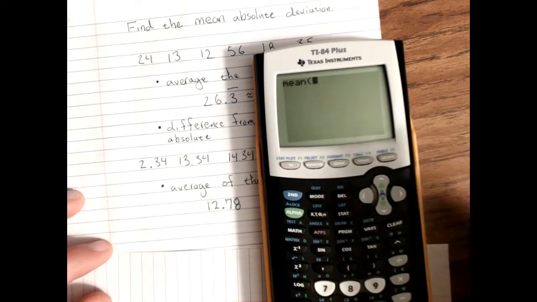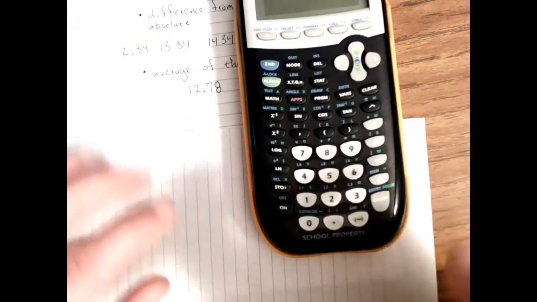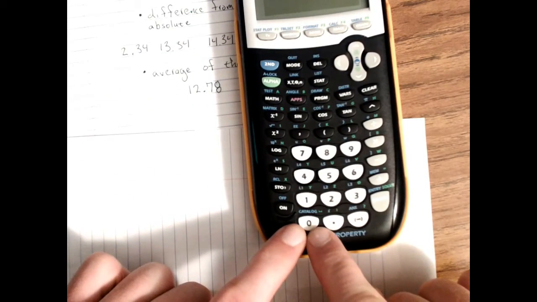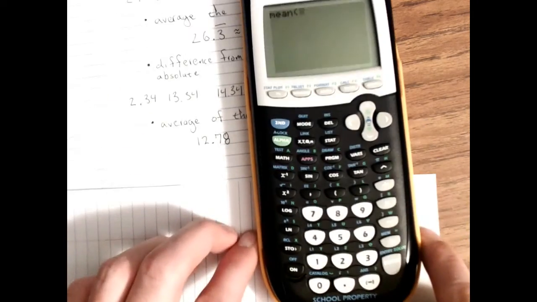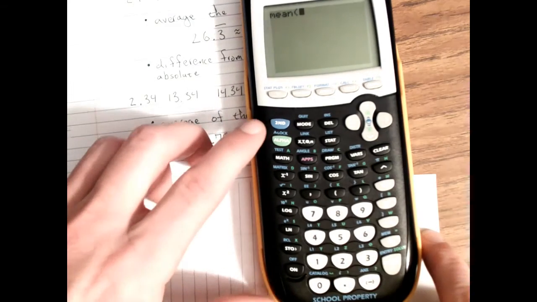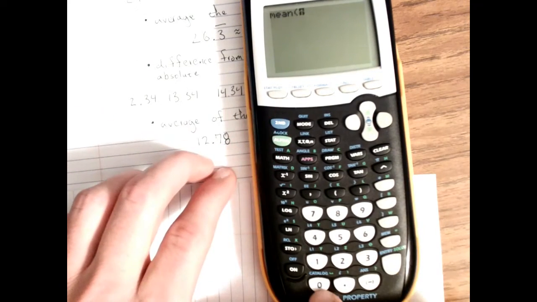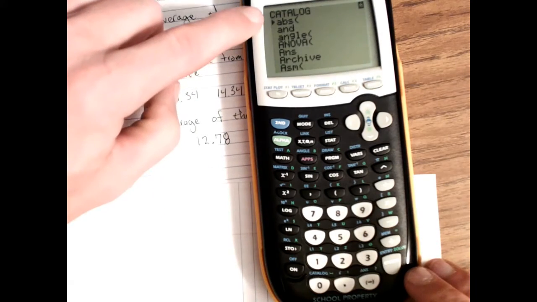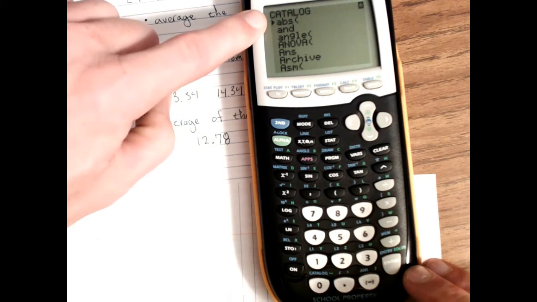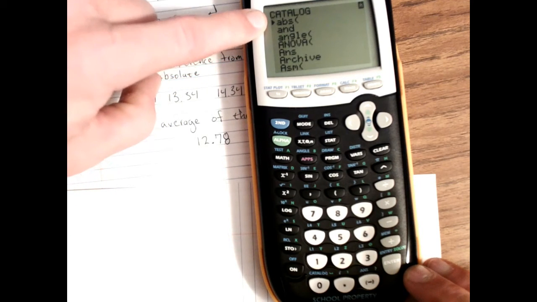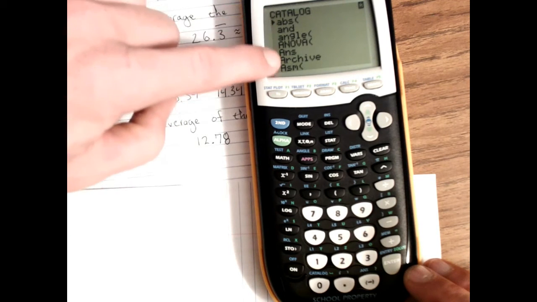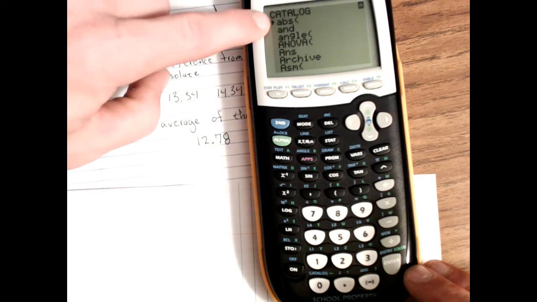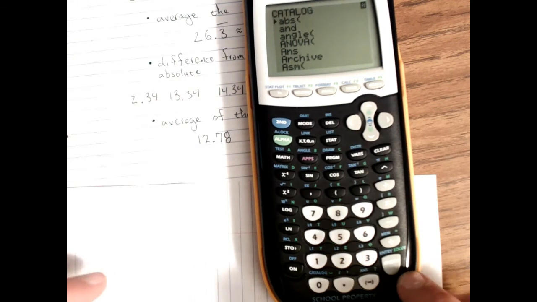absolute deviation. The absolute part is going to come from the catalog, which is the easiest way to find it. So if you press second 0, you can see in blue right above there it says catalog, and absolute value is the first option in our calculator. The catalog is all of the options in your calculator, and absolute value is just alphabetically the first. So that's a real easy place to find it.